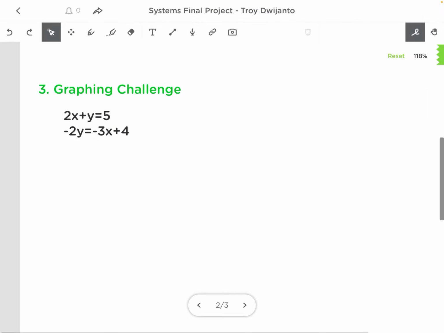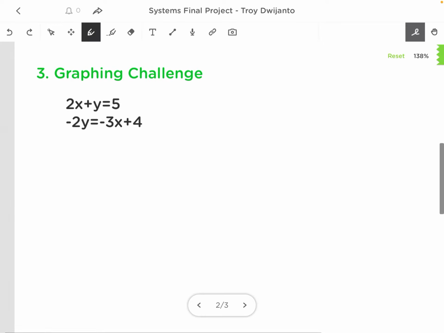Hello everyone. Today we're going to tell you how to solve systems via graphing. When you solve a system via graphing, you need to have two equations. Here we have two equations set up for us: 2x plus y equals 5 and negative 2y equals negative 3x plus 4.